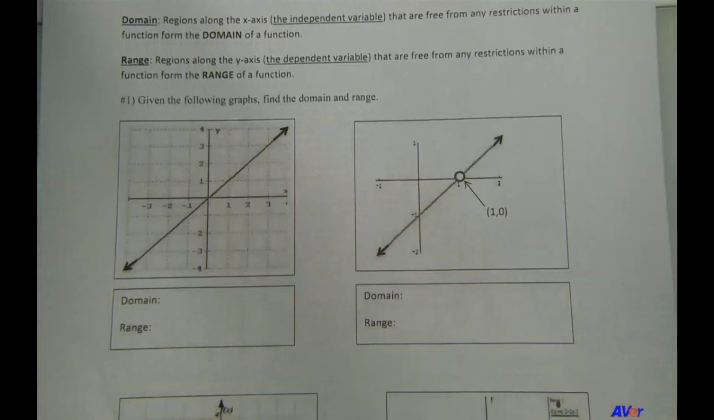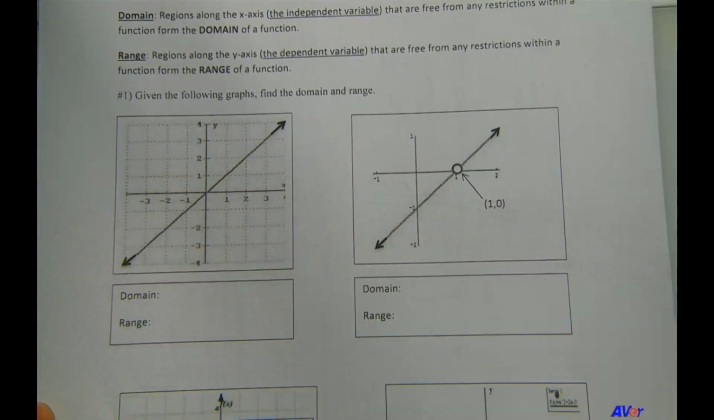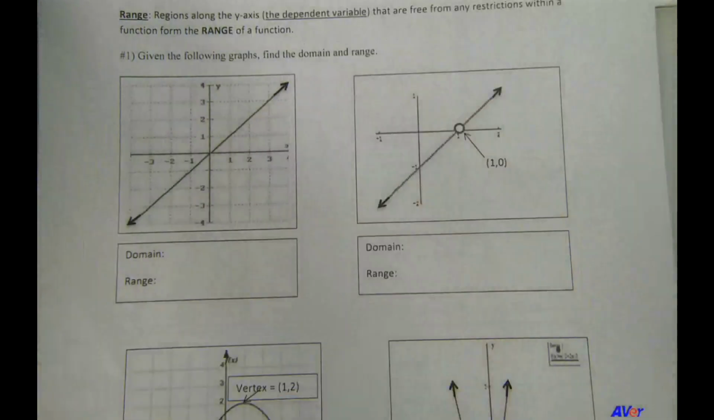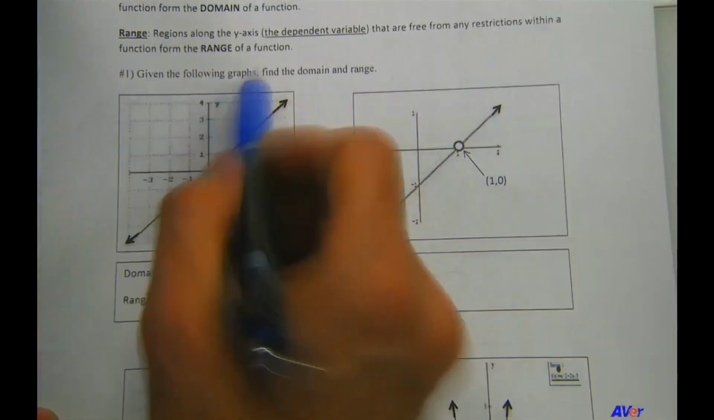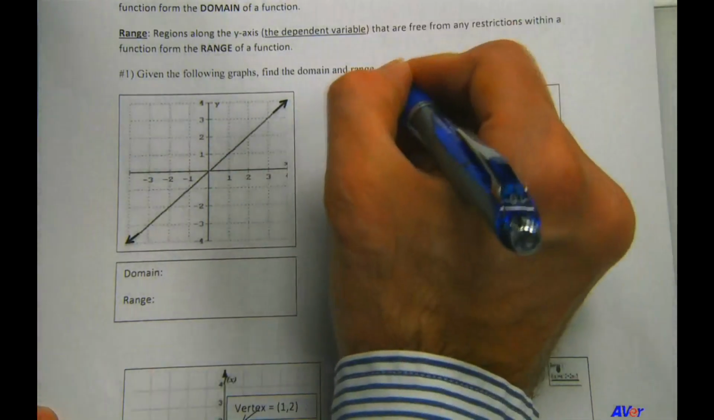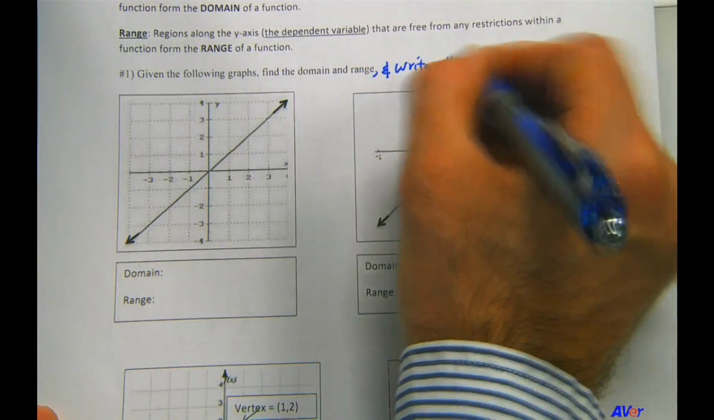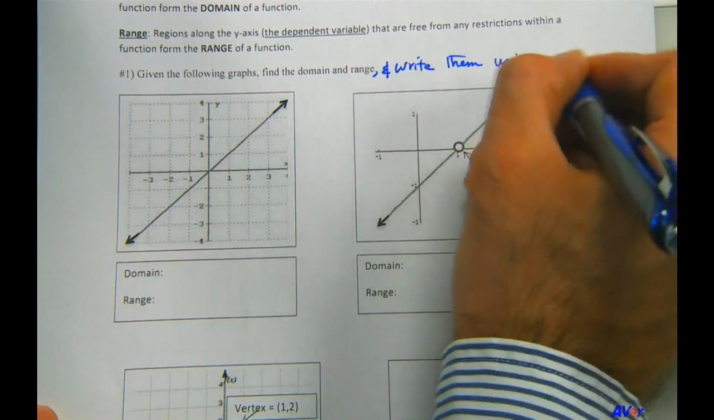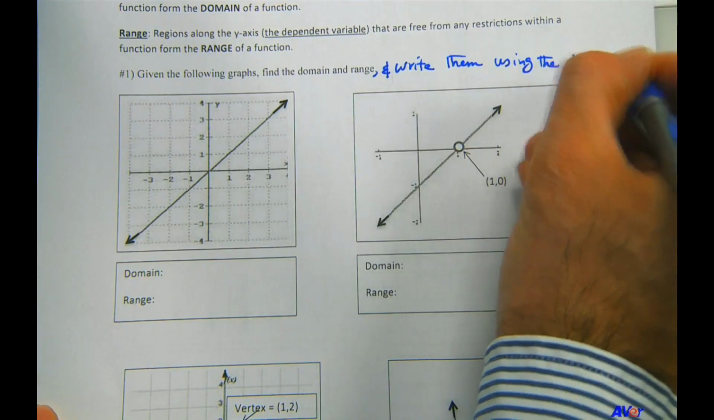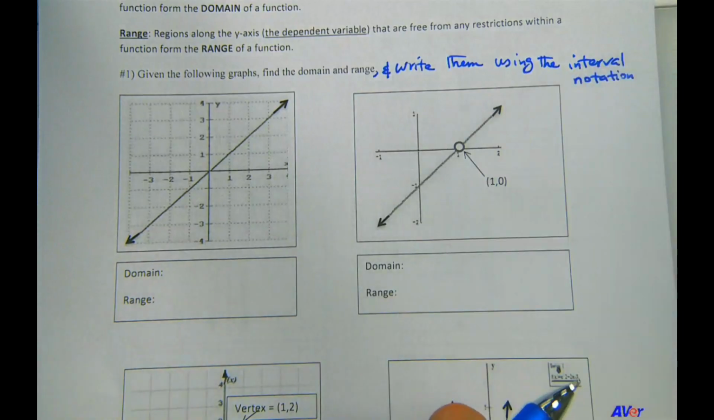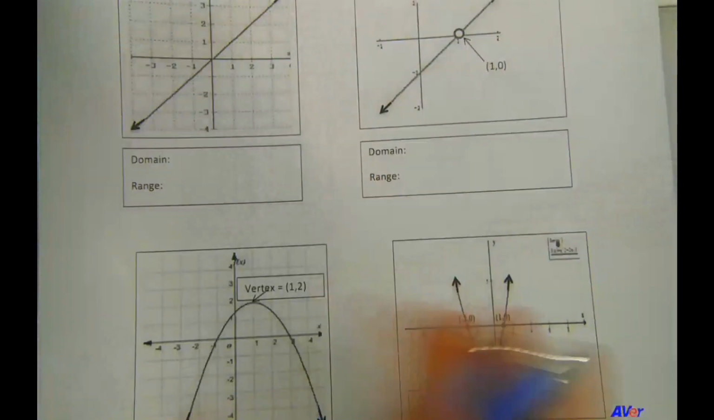Okay, so for each of these graphs, we have a bunch of graphs here. We need to identify and write down the domain and range. What I should have added here, and it's missing, is: given the following graphs, find the domain and range, and write them using interval notation. Okay, so let's start with an easy one.